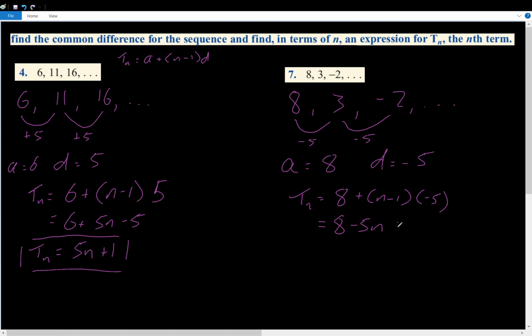If I multiply that out, I get 8, and then minus 5 times n is minus 5n, and minus 5 times 1 is plus 5. So I'm going to get 8 plus 5, which is 13, so 13 minus 5n. And that's my t of n for question 7. And that is that.